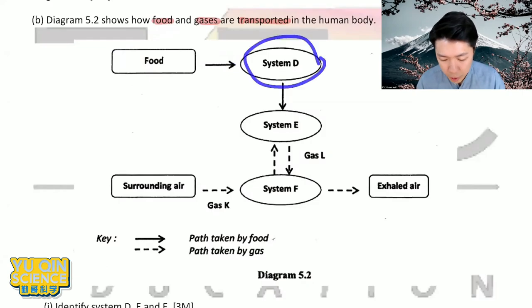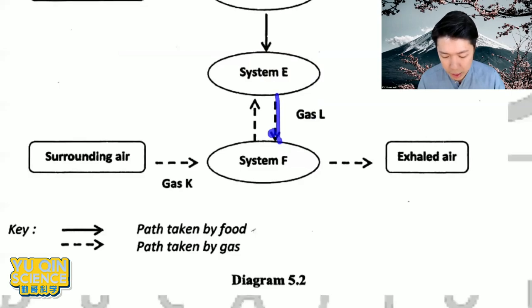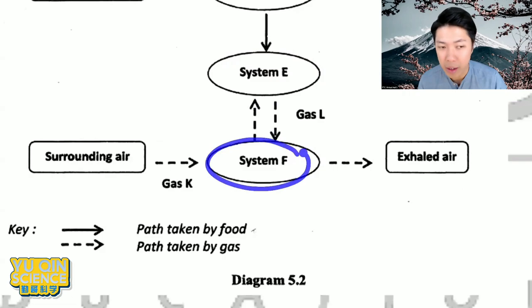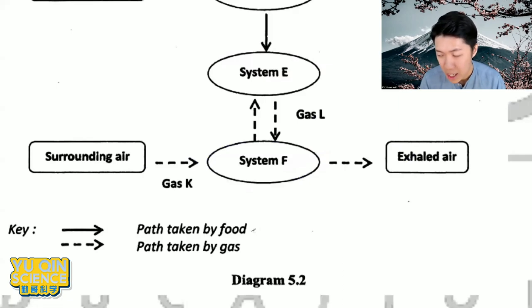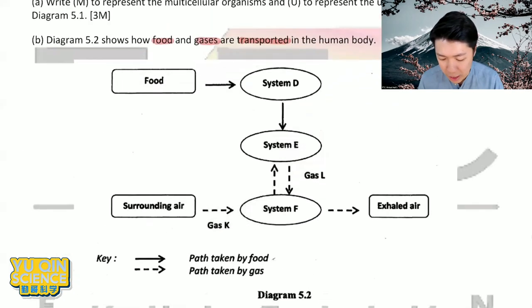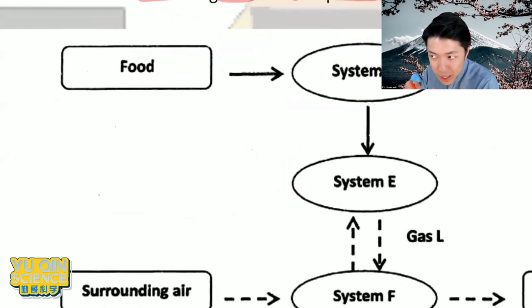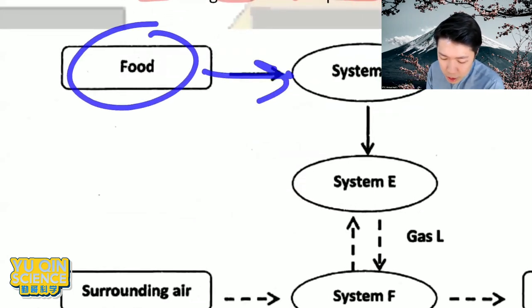System D will give the food to system E. System E, there is gaseous exchange to system F, and system F will exhale air while system F will also intake air. Okay, I know it doesn't make much sense to you. We start one by one. Okay, food goes into system D.